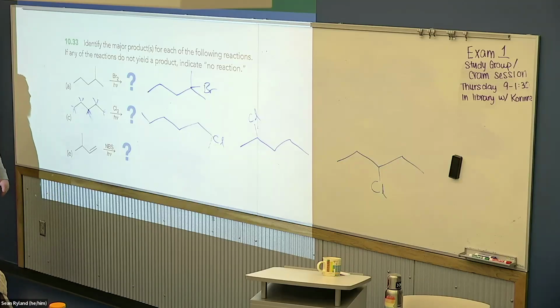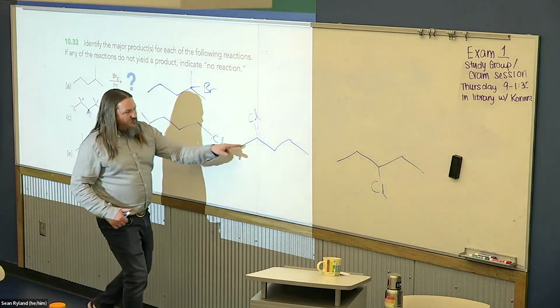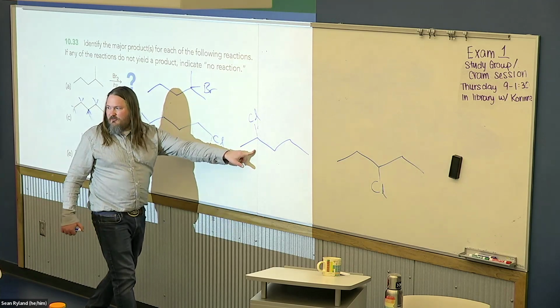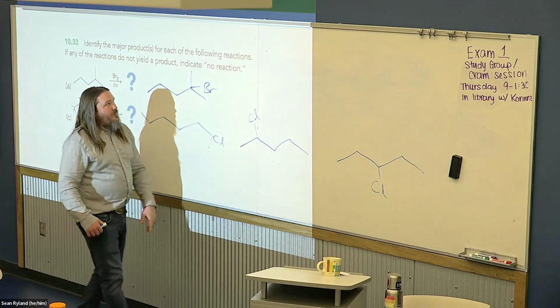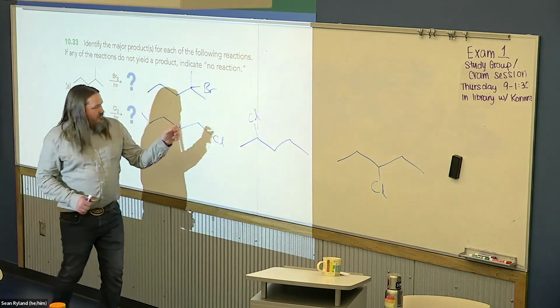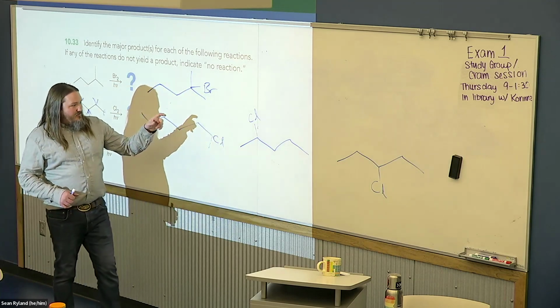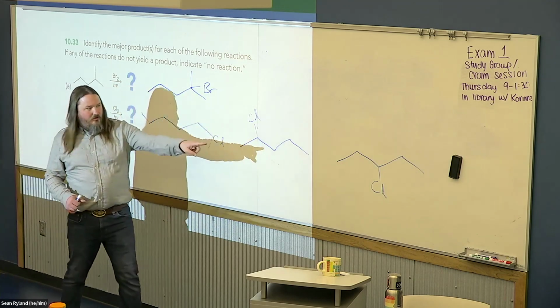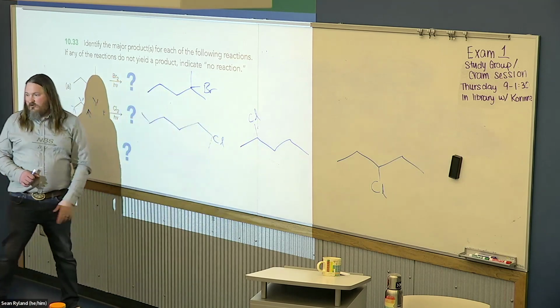But that does allow us to rank these from most to least, right? 1 and 2 are a little bit fuzzy. Probably this is going to be our major product. Definitely this first one over the second. Definitely the first one over the third one, because there's 6 hydrogens to only 2.